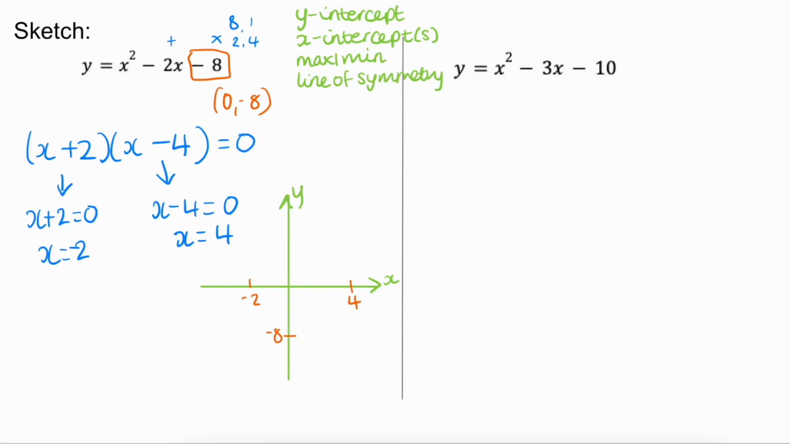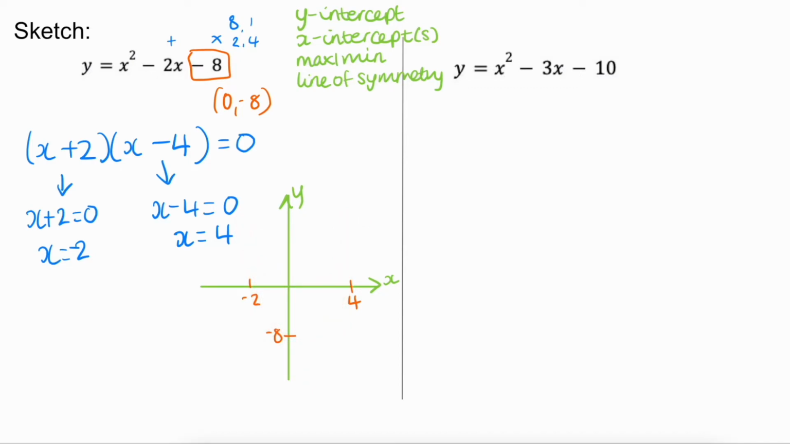Now I need to find my minimum point, or my line of symmetry. So these are both connected because the line of symmetry is at the minimum point or the maximum point. The reason I know that it's a minimum point here is because the x squared term is positive, so it's what we call a happy quadratic or a positive quadratic. So it's going to look something like this, and I'm expecting it to be a minimum point down here.